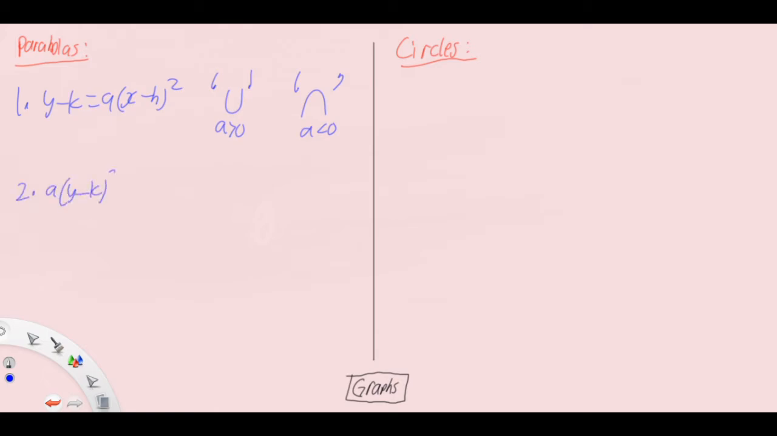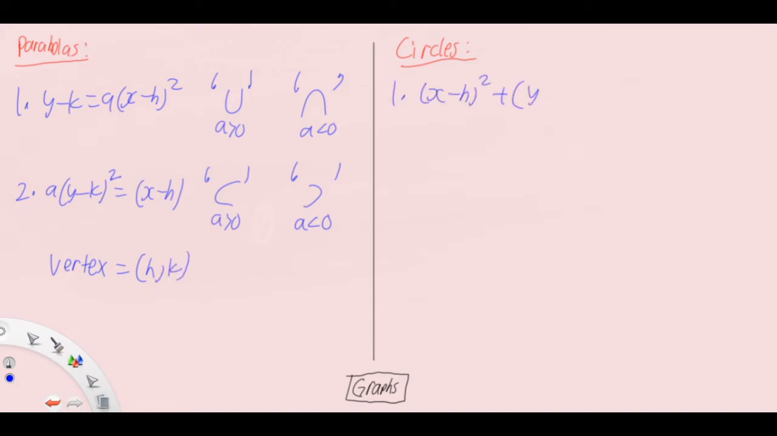And the next type is (y minus k) whole thing squared equals a(x minus h), basically a C-shape if a is bigger than 0, and an inverted C shape if a is less than 0. The vertex is the point (h, k). For circles, the general equation is (x minus h) squared plus (y minus k) squared equals r squared. Take note of the plus sign.